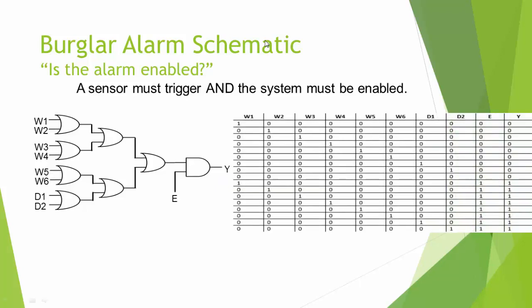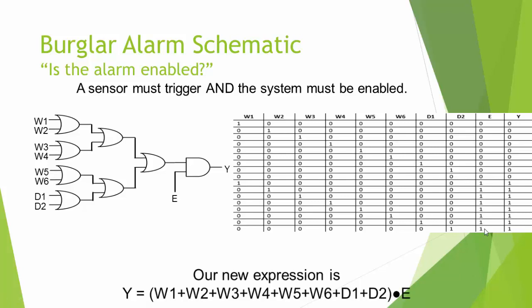And here's our revised truth table incorporating windows, doors, and the enabled system. And we have a new expression now. So our Boolean expression, which we haven't gone into in too much detail yet: our output is equal to windows and door sensors with an OR statement between each one, and the alarm must be enabled.